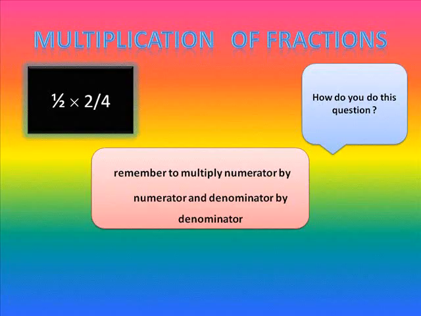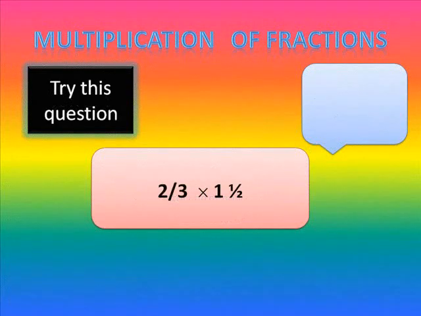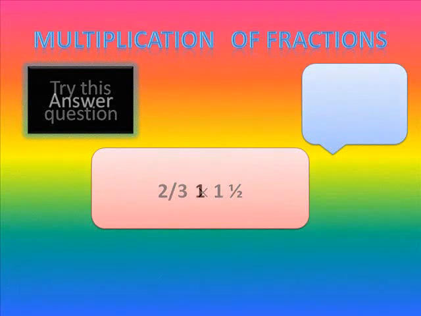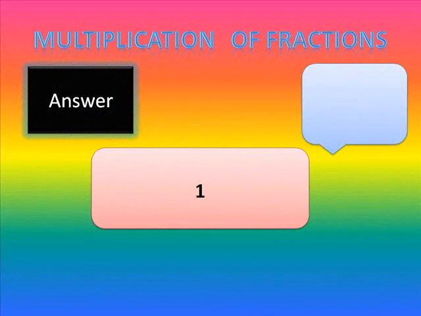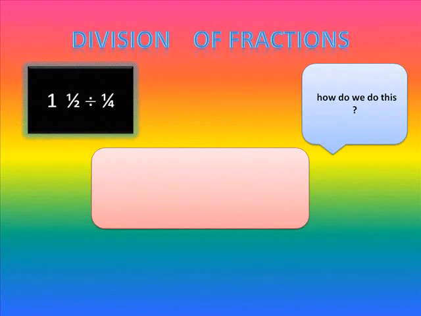Remember to multiply numerator by numerator and denominator by denominator. Now try this question: 2/3 times 1 and 1/2. Did you get 1? How do we do this?